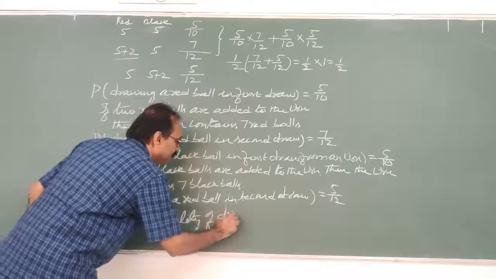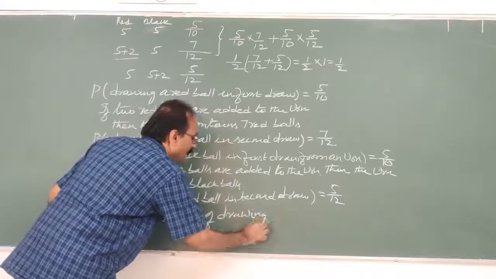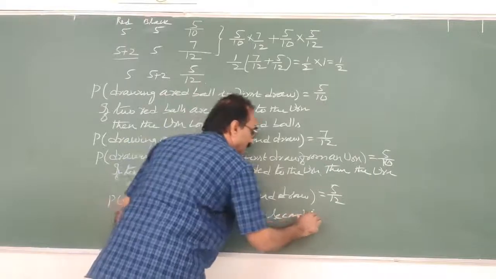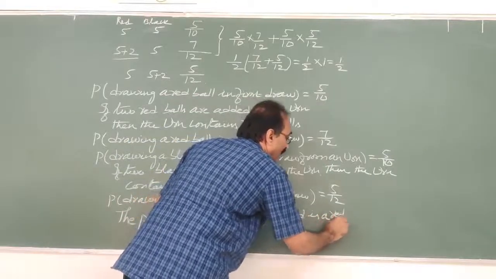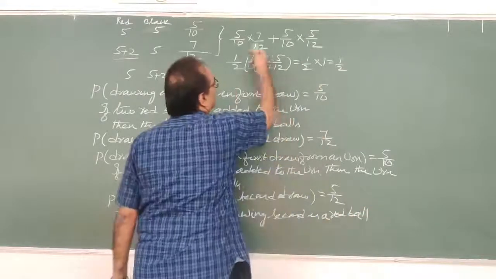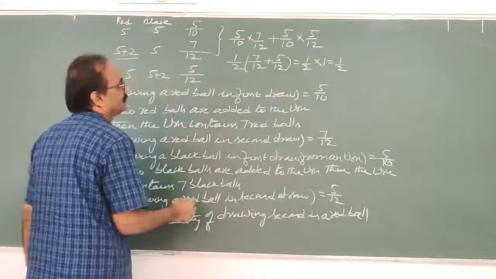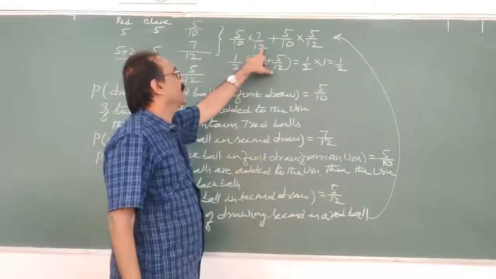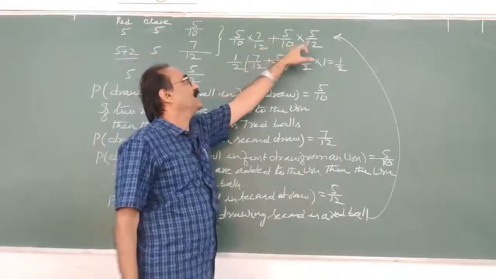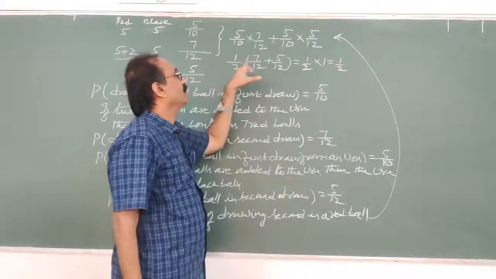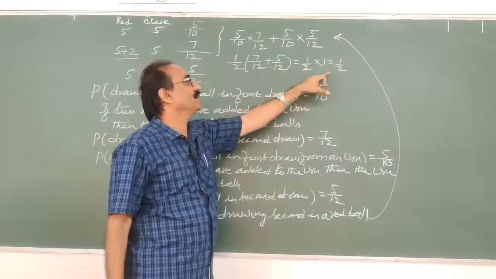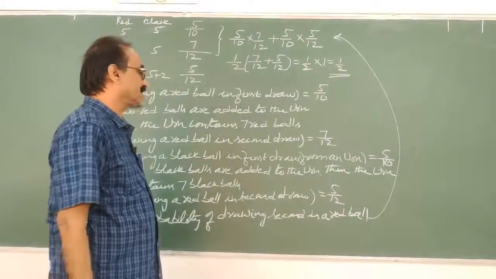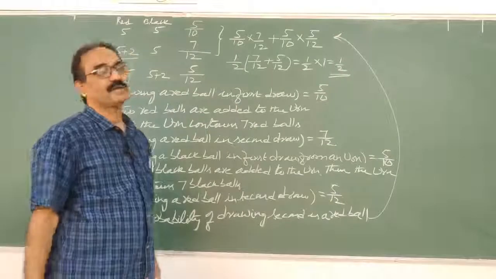Now, therefore, the probability of drawing the second ball as red is, finally, the probability of the second ball being a red ball. You tell me. So these two, the same thing you write. 5 by 10 into 7 by 12 plus 5 by 10 into 5 by 12. 1 by 2 common. 7 by 12, 5 by 12. 1 by 2 into 1, 1 by 2. Over. This is the answer. So therefore, the probability of the second ball being red is 1 by 2.